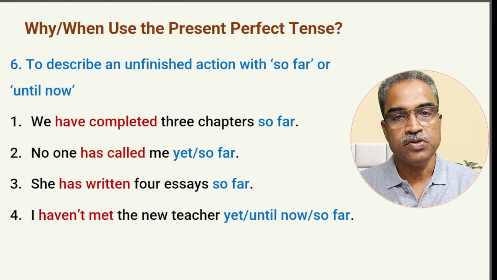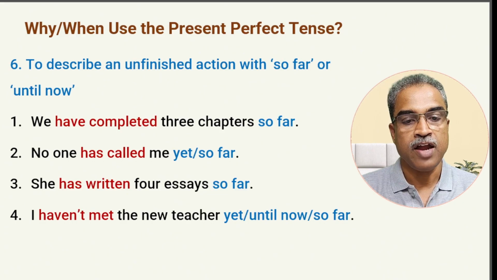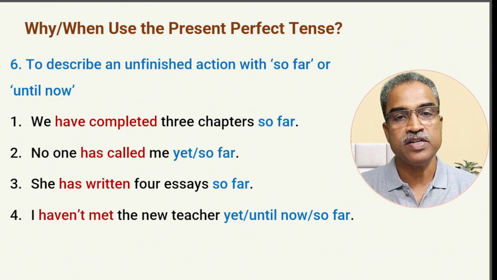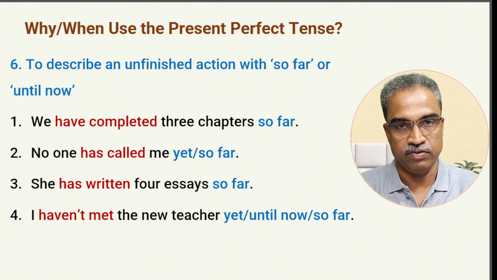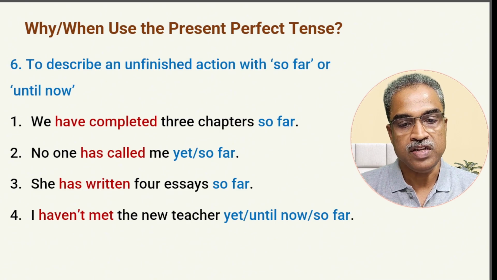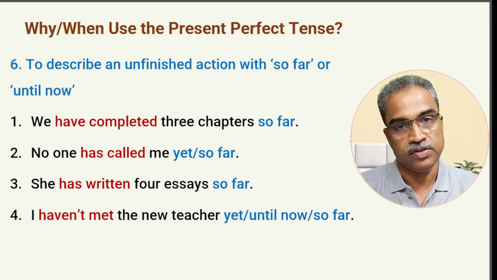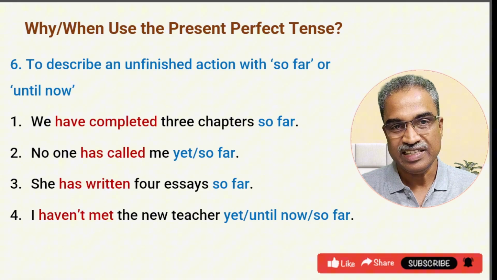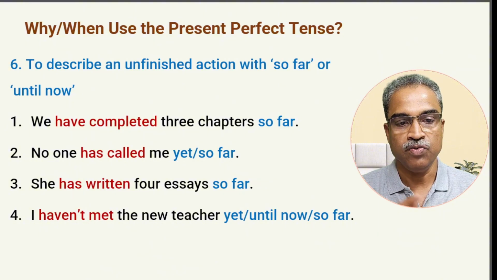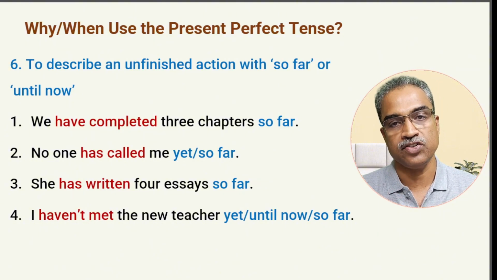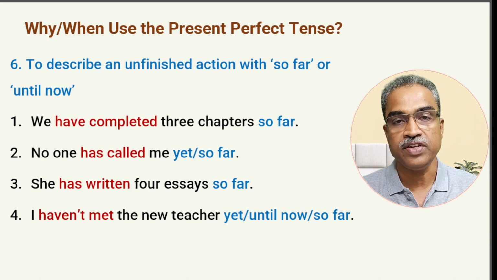Next, we also use present perfect to describe an unfinished action with so far or until now. So these two words normally we use at the end or somewhere in the sentence. So far, until now, till now. Let us see some examples here. We have completed 3 chapters so far. So we have more than 3 chapters to complete, but up to now, until now, so far, we have completed only 3. So we are describing an unfinished action here. So we have completed 3 chapters so far.